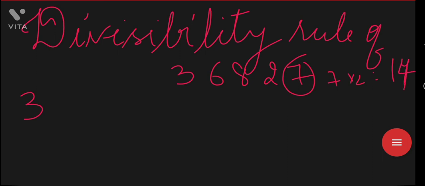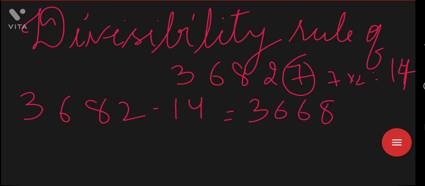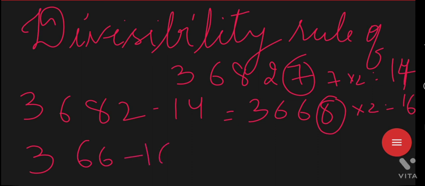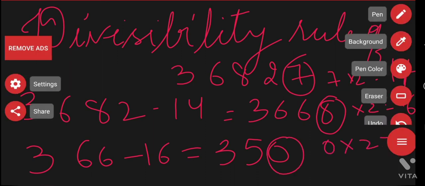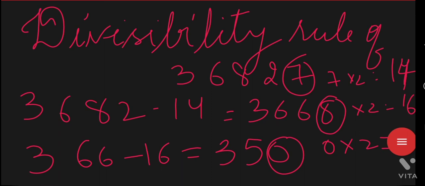Then 3682 minus 14 is 3668. Okay, now last digit, take the last digit, double it, that is 16. Again subtract it. 366 minus 16 is 350. Now take the last digit, that is 0 into 2 is equal to 0 itself. So as we can see, the leftover number 35 is a multiple of 7. Hence this number is divisible by 7.